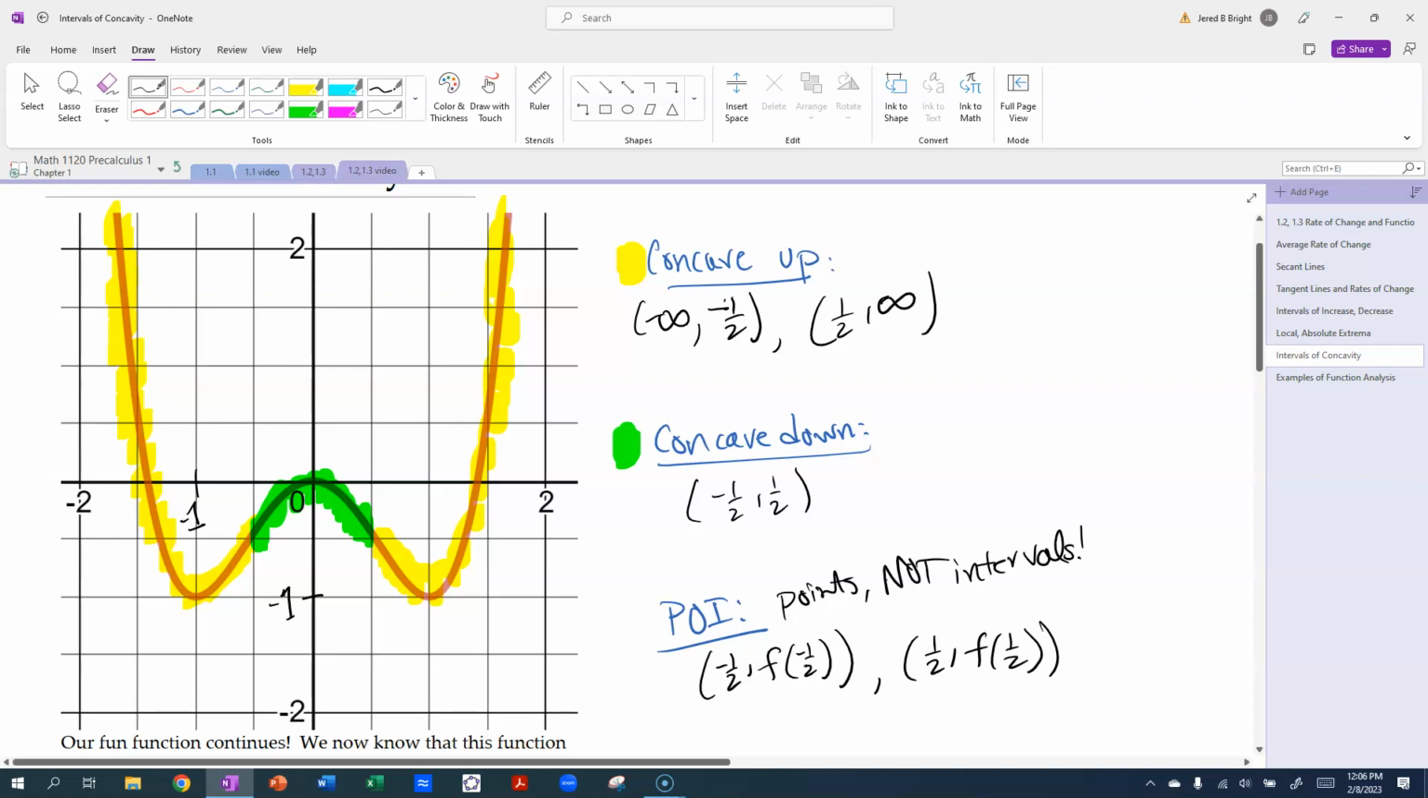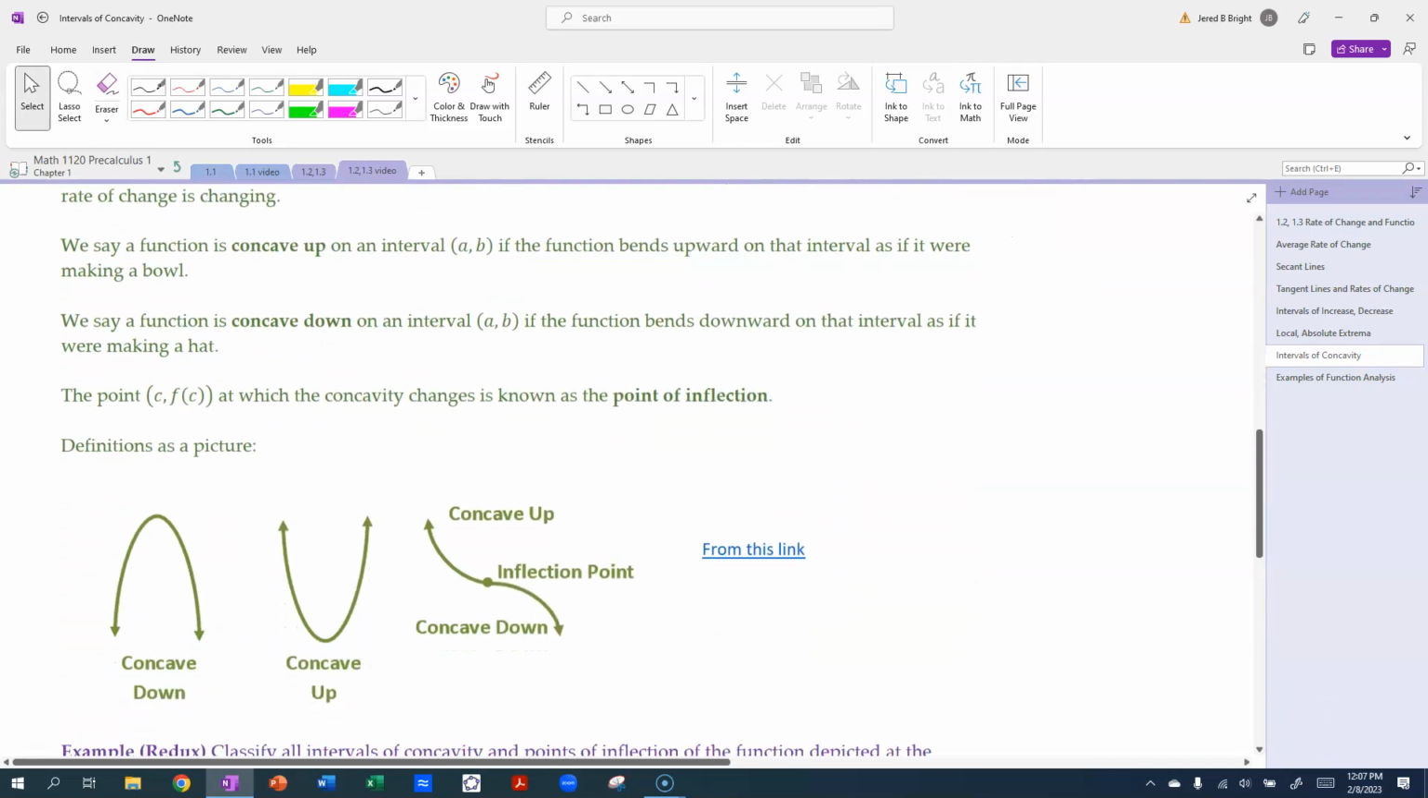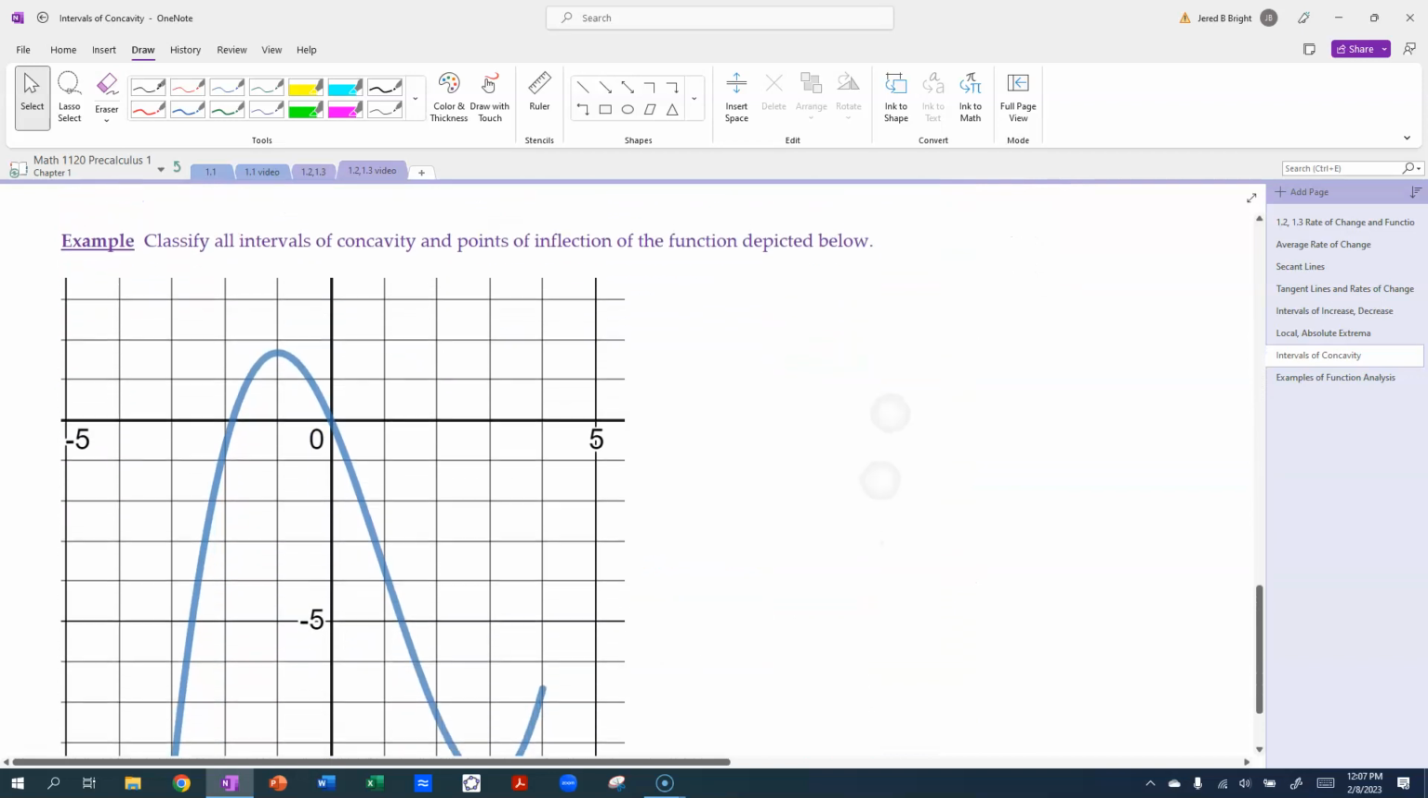Okay, but so concavity again, where's it bending? And if it's bending up to make a bowl, concave up there, and then if it's bending to make a hat, concave down. And if it switches, point of inflection. All right, so here we go.